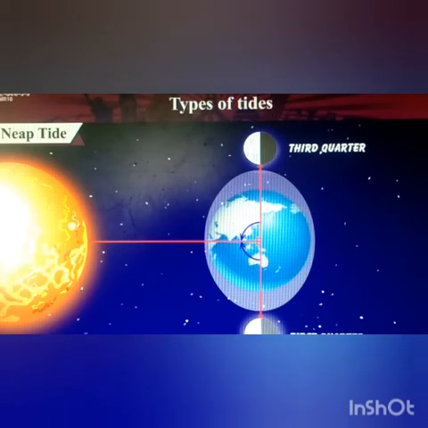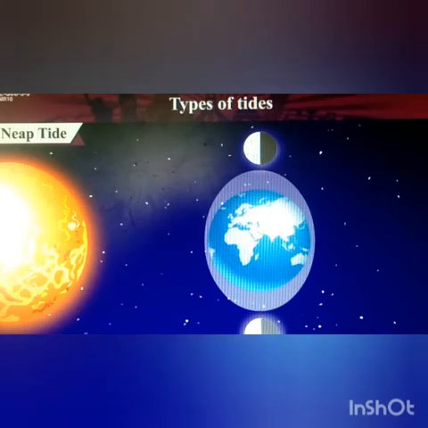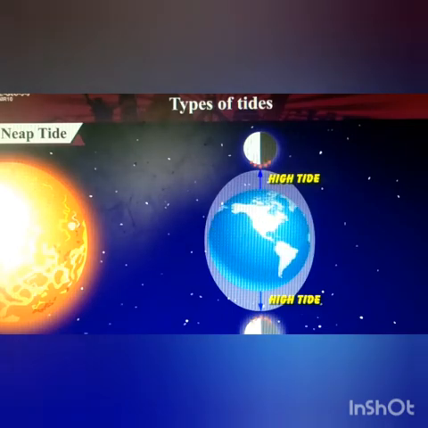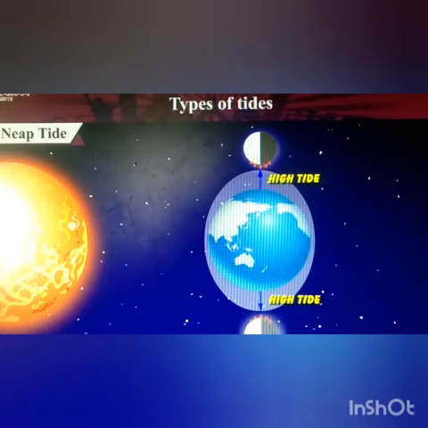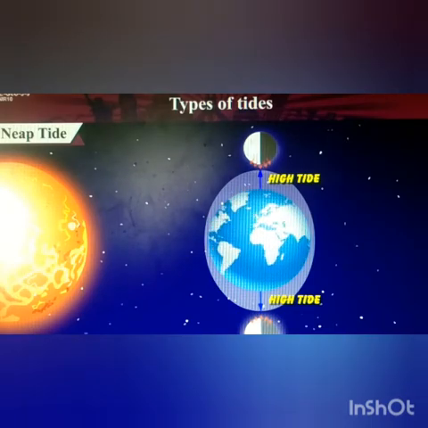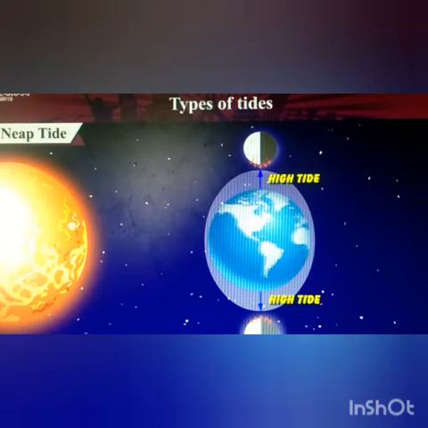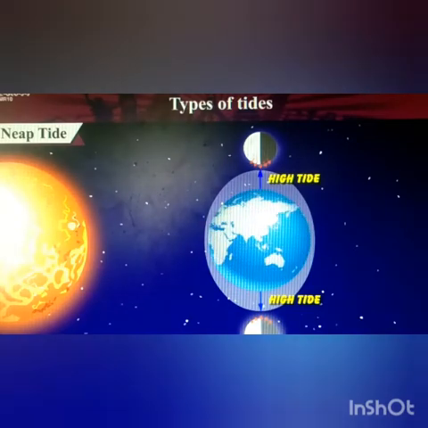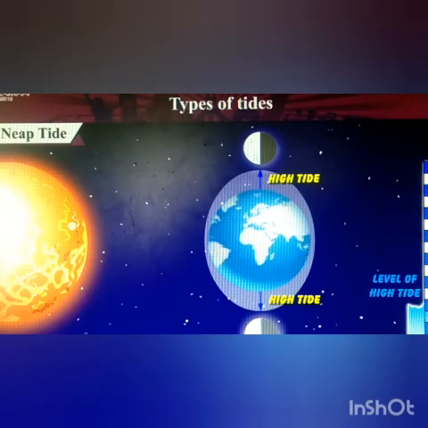Now, there are some places where the sun causes a high tide. That time, the gravitational pull of the moon, which is at right angle, also acts on the sea water. So, children, during a high tide, what happens? The water level rises, but here the rise is less than usual.